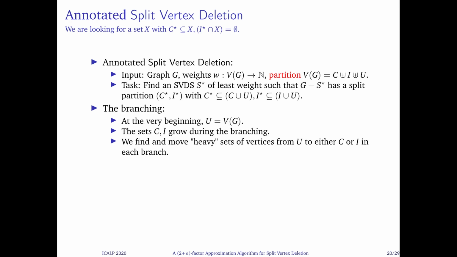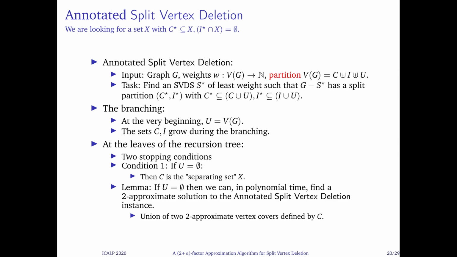Now, how does the branching work? At the very beginning, all the vertices are undecided, and when we do the branching, the sets C and I become larger and larger. We find and move heavy subsets of vertices from the set U to either C or I in each branch. And at the leaves of the recursion tree, there are two different stopping conditions.